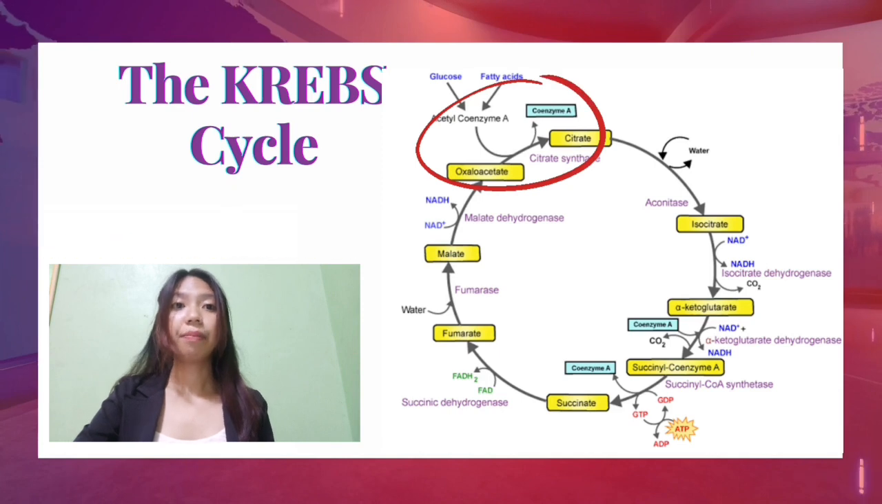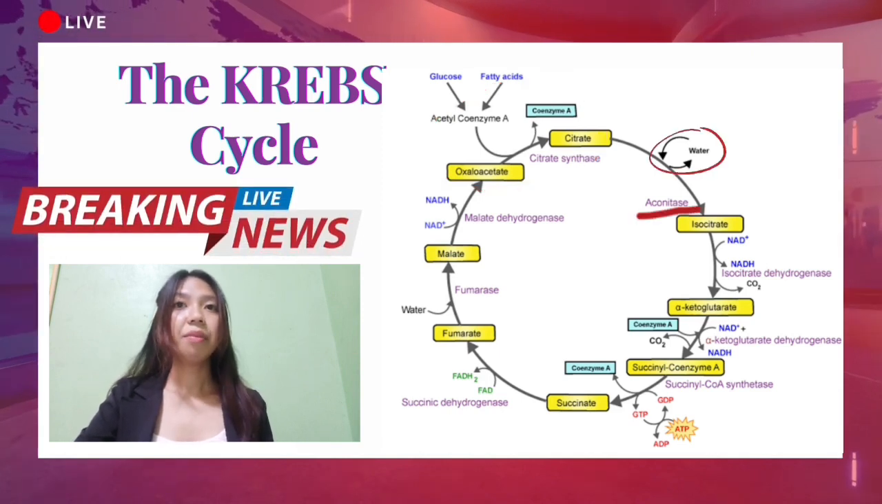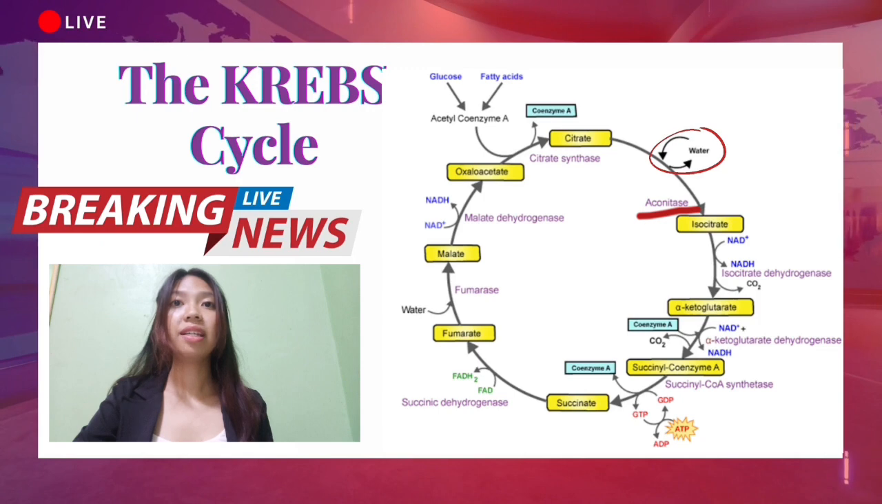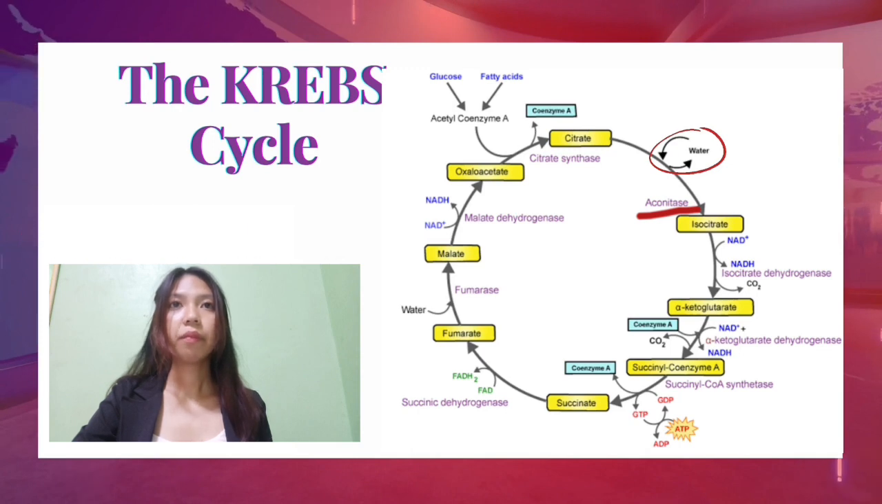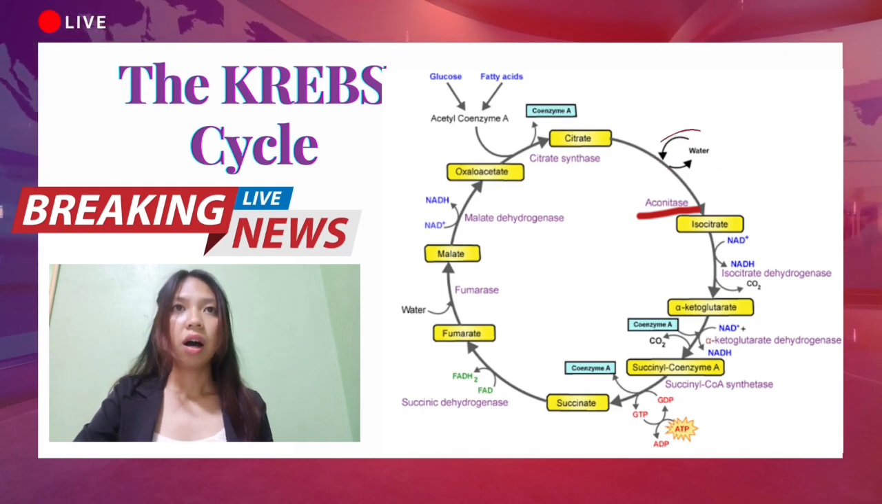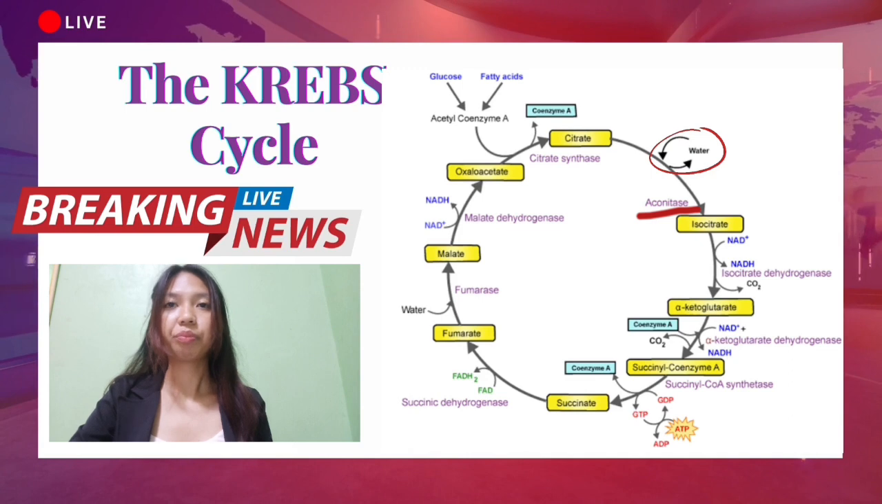The second step is citrate to isocitrate. The enzyme aconitase catalyzes the dehydration of the citrate, producing an intermediate molecule, cis-aconitate. And then it is hydrated, which means that water is required. We can see here the enzyme aconitase and a sign of water, as it requires water.